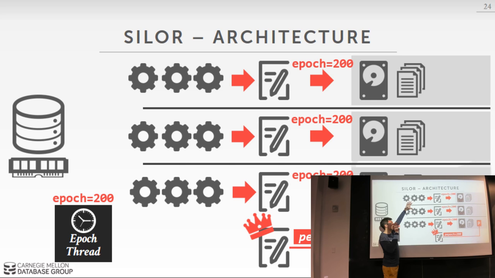Here, just give the result back. Sorry, you flush out 200. But then you have to wait until everyone else flushes out 200. Then you can release. That's still okay.